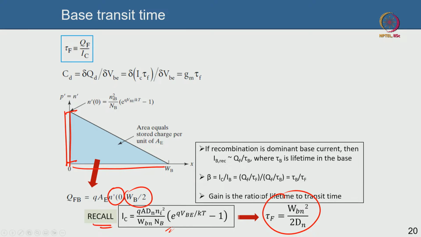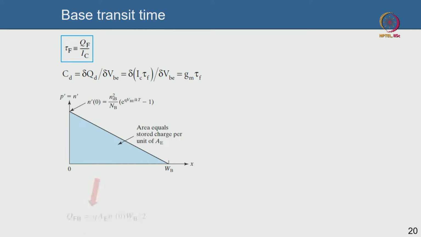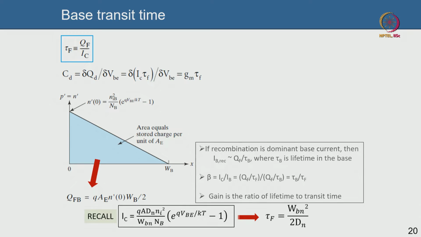Now this is something very important that I am going to tell here. In a base there are many current components. If the recombination is the primary component of the base current, which means the injected electrons are getting recombined in the base, and that is the major component of the base current, which means leakage, surface recombination, etc. are not the major component. The recombination is the main component.